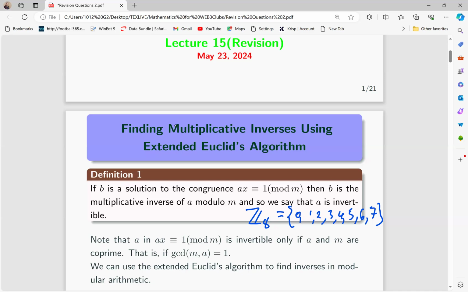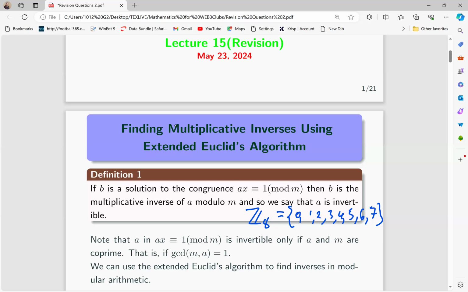The inverse of 3 under addition will be 5. The inverse of 4 under addition will be 4. Is that okay? Under addition, the inverse of 5 will be 3. Under addition, the inverse of 6 will be 2. And under addition, the inverse of 7 will be 1. The inverse of 0 is 0. So each of these elements under addition has an inverse.